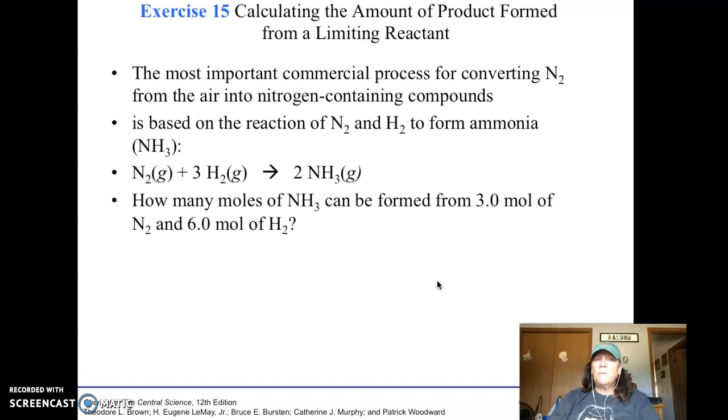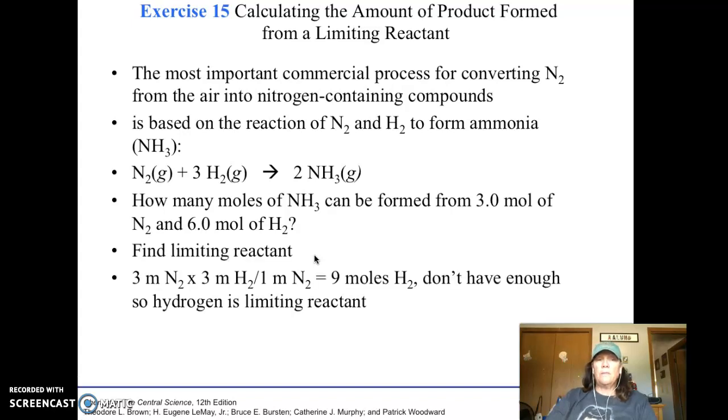Okay? How many moles of NH3 can be formed from 3 moles of N2 and 6 moles of H2? So in other words, I know the amount of each of my reactants. I know that I have 3 moles of nitrogen and I have 6 moles of hydrogen. And I want to know how much product I'm going to produce. Well, before I can figure that out, I need to figure out which one of these I run out of first. Okay? So you compare one to the other. You pick one, it doesn't matter which one you do, you're going to get the same answer anyway.